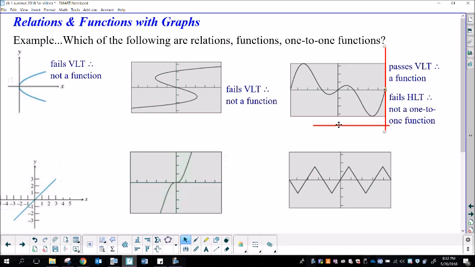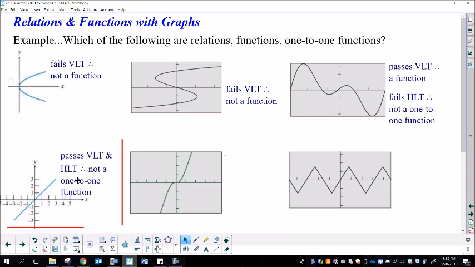Moving down to the ones in the second row here, this graph passes the vertical line test, therefore it's a function. Then we can continue and try the horizontal line test, and we can see that this also passes the horizontal line test. Therefore, this graph is both a function and a one-to-one function. So we should not have the word not here. That is a one-to-one function.